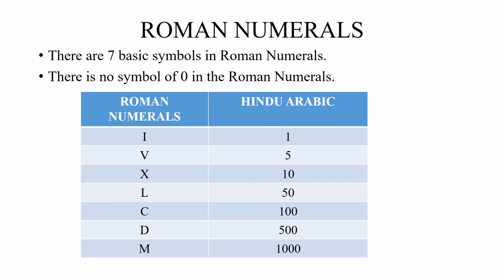Roman numerals. There are 7 basic symbols in Roman numerals. There is no symbol for 0 in the Roman numerals. I, the Hindu Arabic is 1. For V, it is 5. For X, it is 10. For L, it is 50. For C, it is 100. For D, it is 500. And for M, it is 1000.